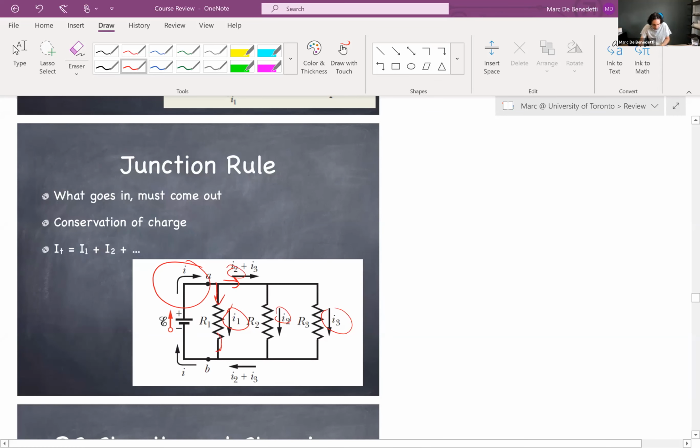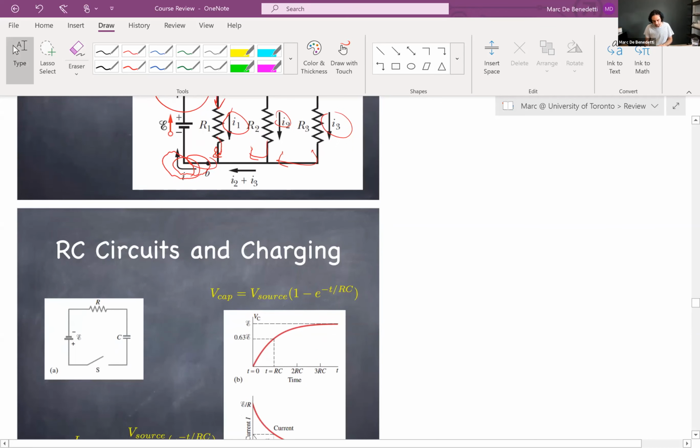Here you have current one coming in, current two coming in, and current three coming in, and they all combine again to current I. So, you know, what goes in must come out.